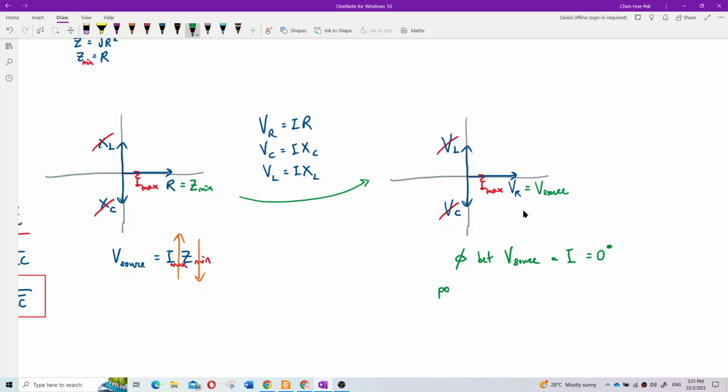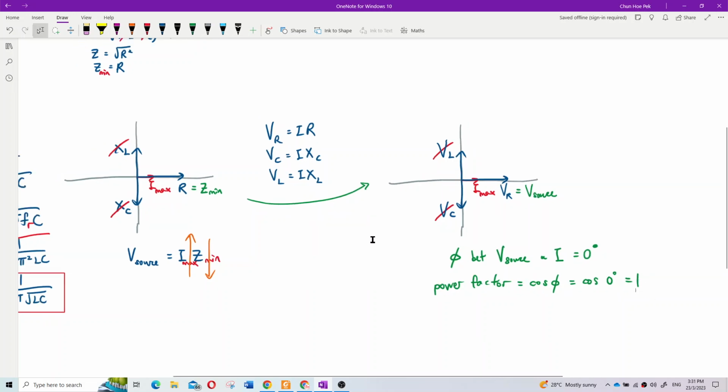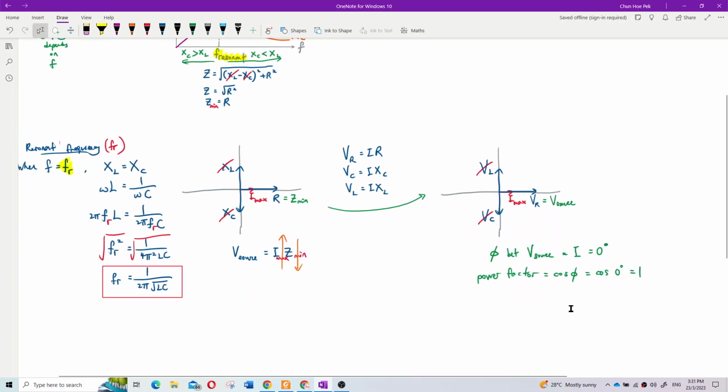So let's calculate the power factor. What is power factor again, class? Cos phi. So which is cos 0, and cos 0 is equal to 1. All these are important characteristics of resonance.